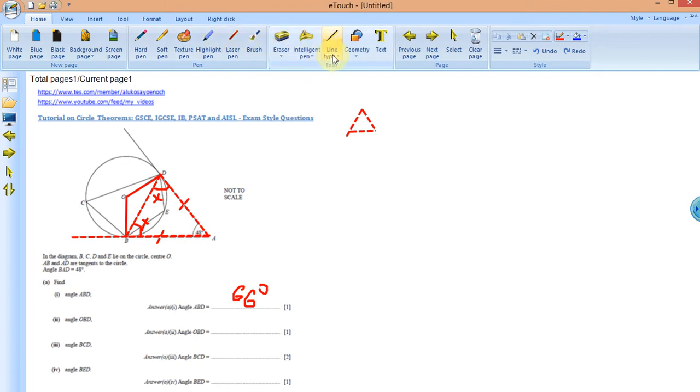So from here, the radius down to the tangent is 90 degrees. Meaning the angle ABO is 90 degrees, and we have angle ABD to be 66 degrees. Now to get OBD, you just take away ABD from ABO. So that's how to get this.